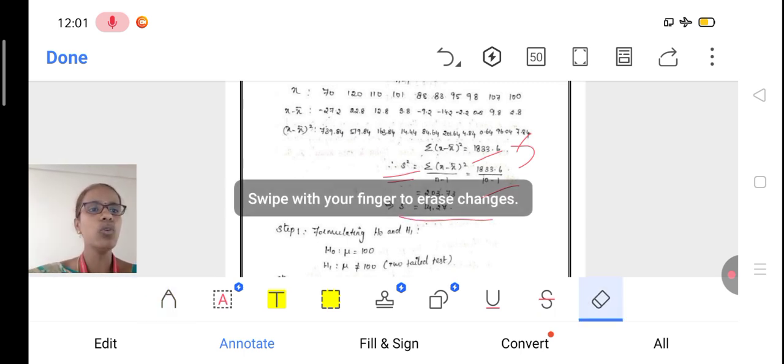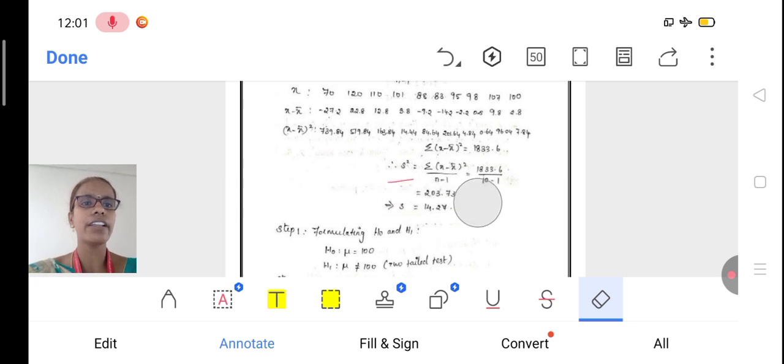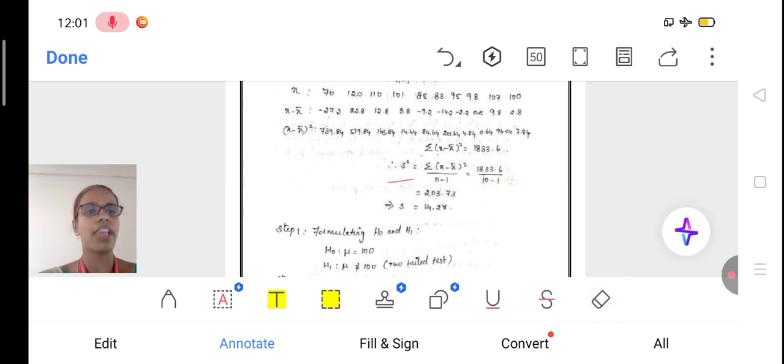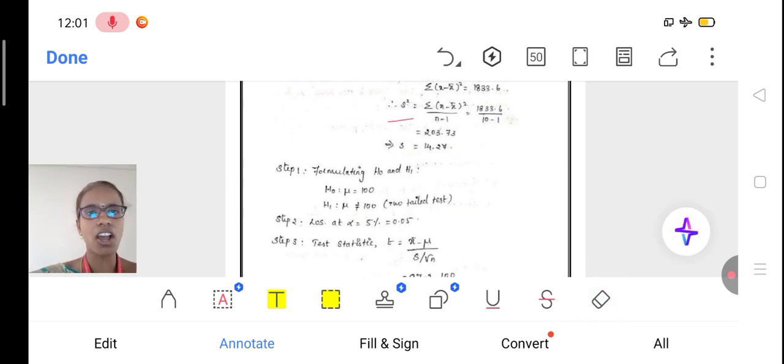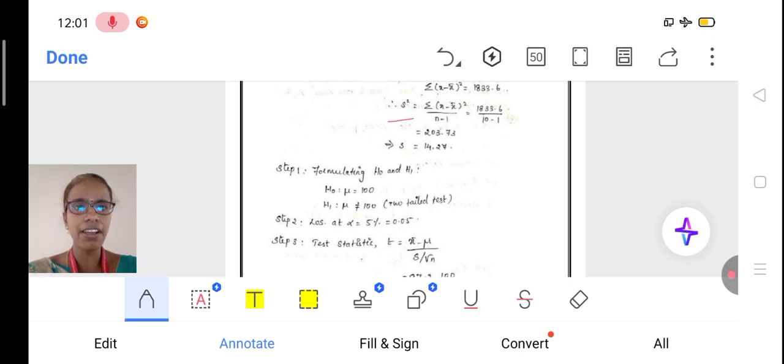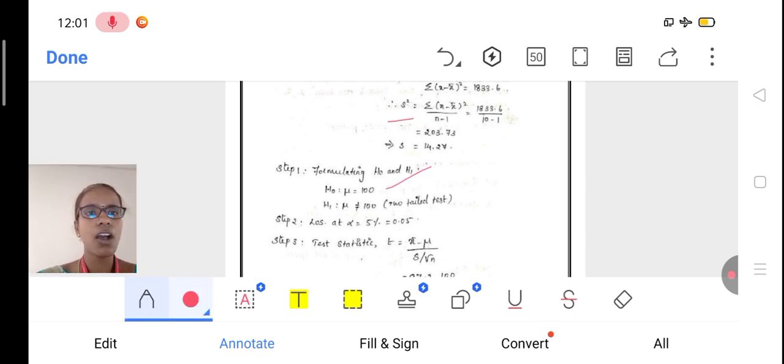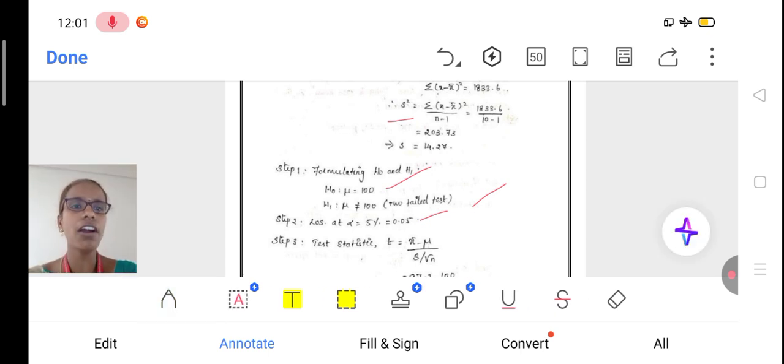So now we are going to formulate the steps. Step number 1, you just find H0, which is mu equal to 100, and H1, mu not equal to 100. How are we getting this? From the data. For H1 I have to check the given problem whether it is two-tailed or one-tailed. If any condition is given, then it is one-tailed. If nothing is mentioned in the problem, that means it is two-tailed. Then write alpha, which is 0.05. If it is not given, just take 5%.